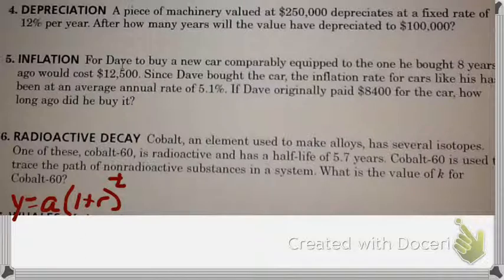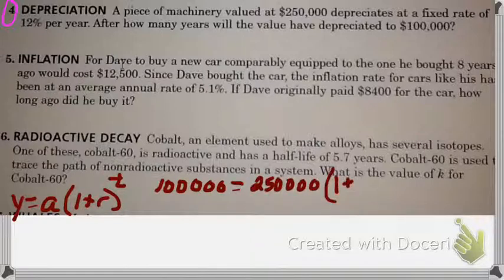Try the one on the top with the brown y equals a times 1 plus r to the t formula. Setup. 100,000 is your future amount. 250,000 is your starting amount. Your rate, since it's going down, is negative 0.12.